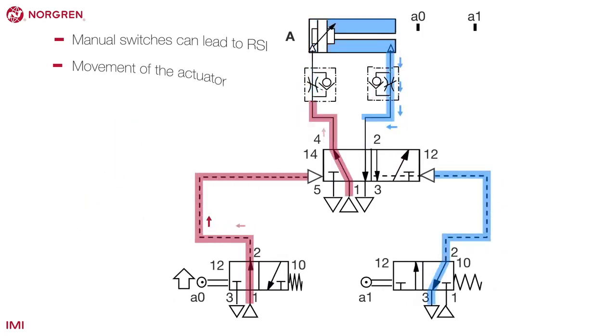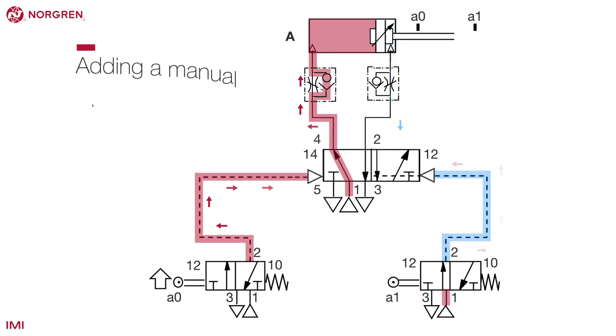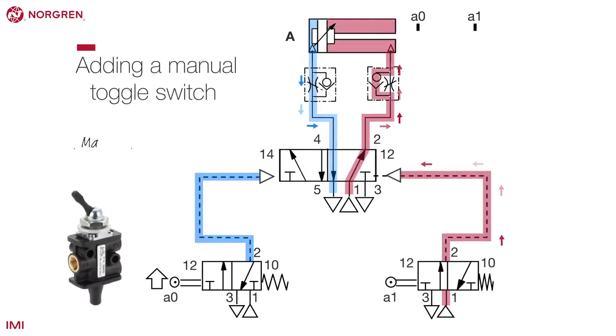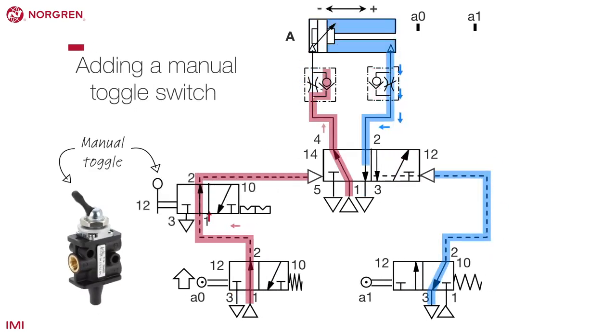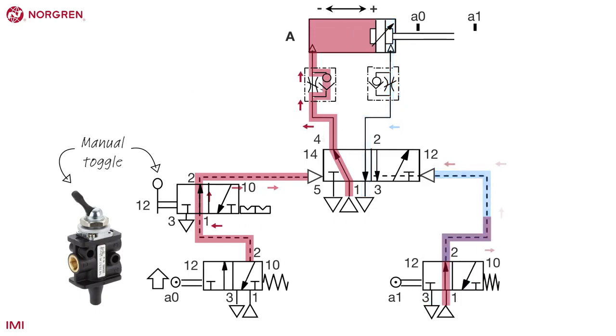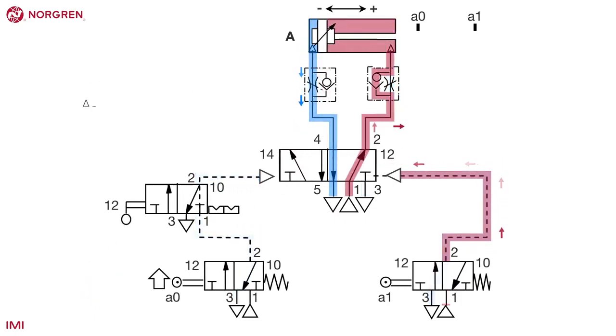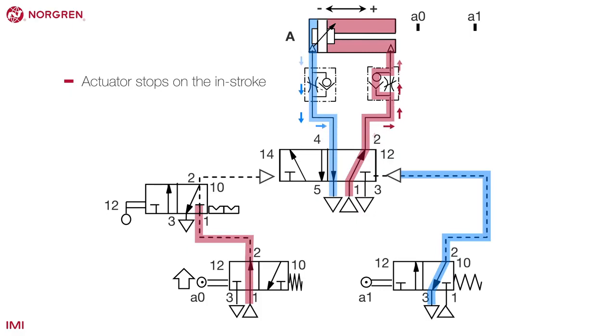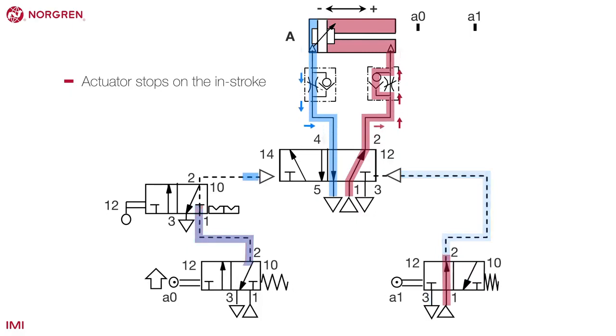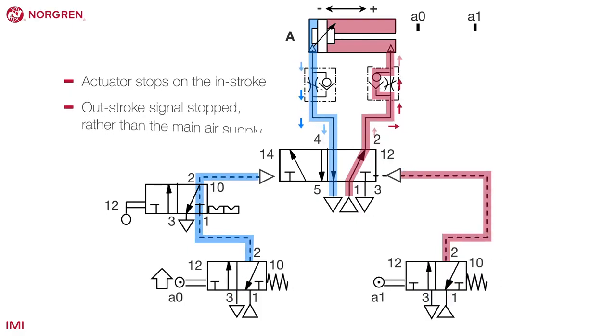In this final example, a manual toggle switch has been added. It is best practice to add a switch like this to ensure that when needed, the actuator always stops on the in-stroke. This approach means stopping the outstroke signal rather than stalling the main air supply.